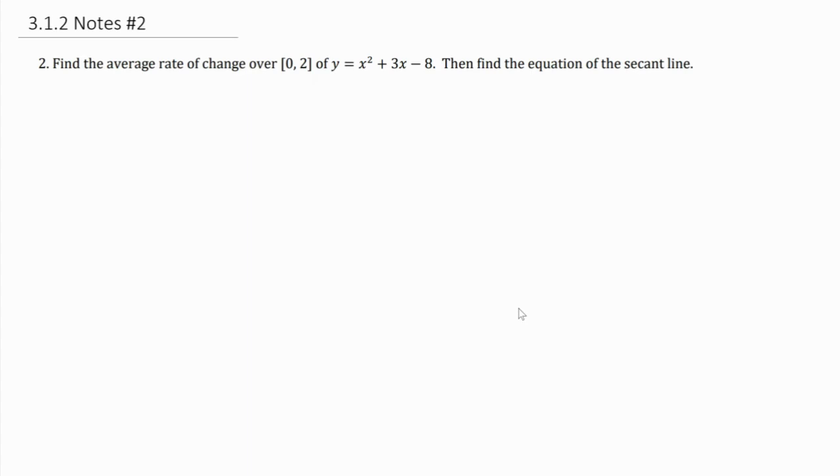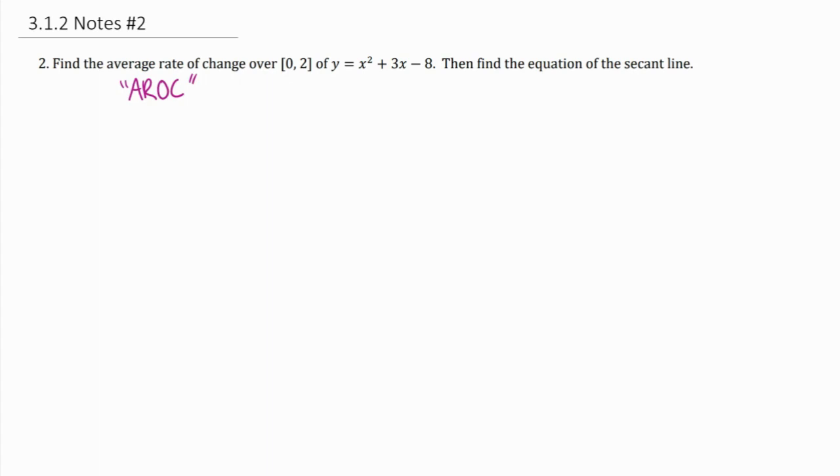Over the interval of 0 to 2 of y equals x squared plus 3x minus 8, we're going to find the equation of the secant line. So average rate of change, aka AROC, average rate of change, is the slope between 2 points.